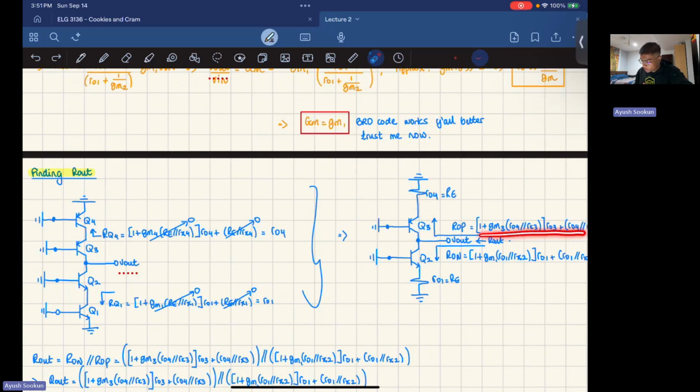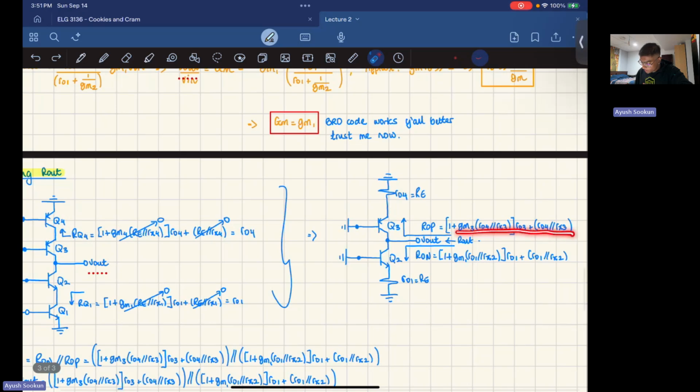So you use this equation, okay? And whenever you find RE, you're going to replace it by RO4. And the rest, GM3, R pi 3, RO3, R pi 3 for this one. Similarly, for Q2, you're going to do the same thing, okay?